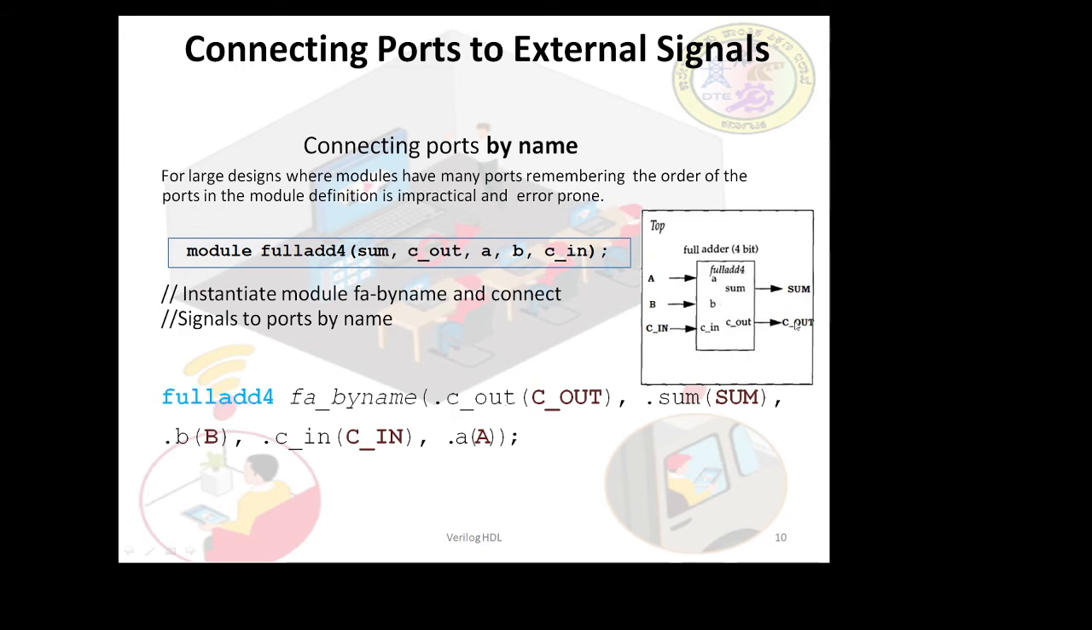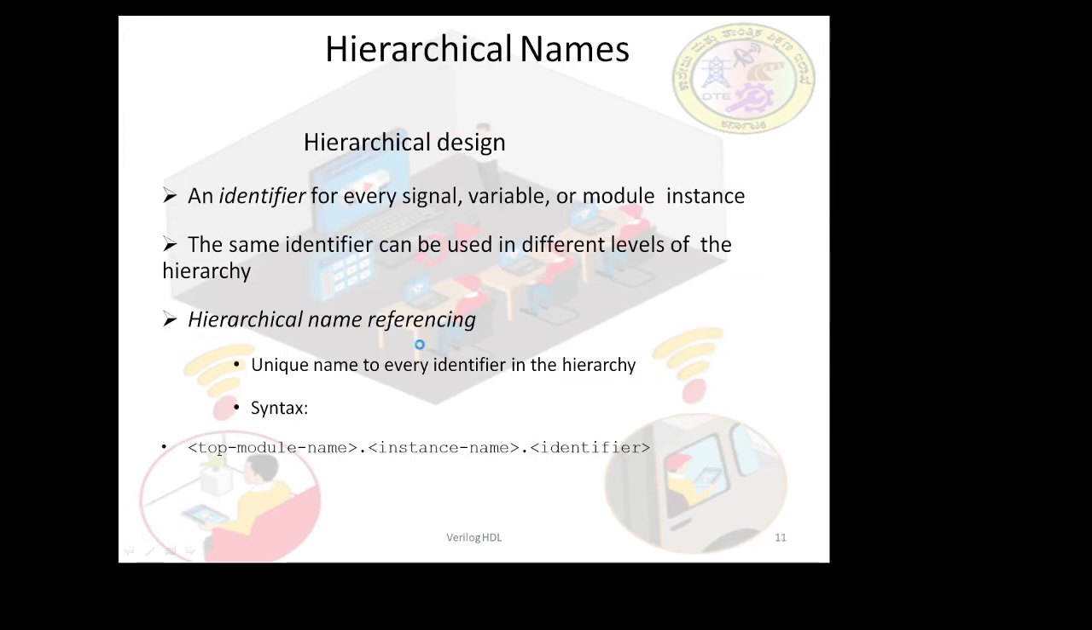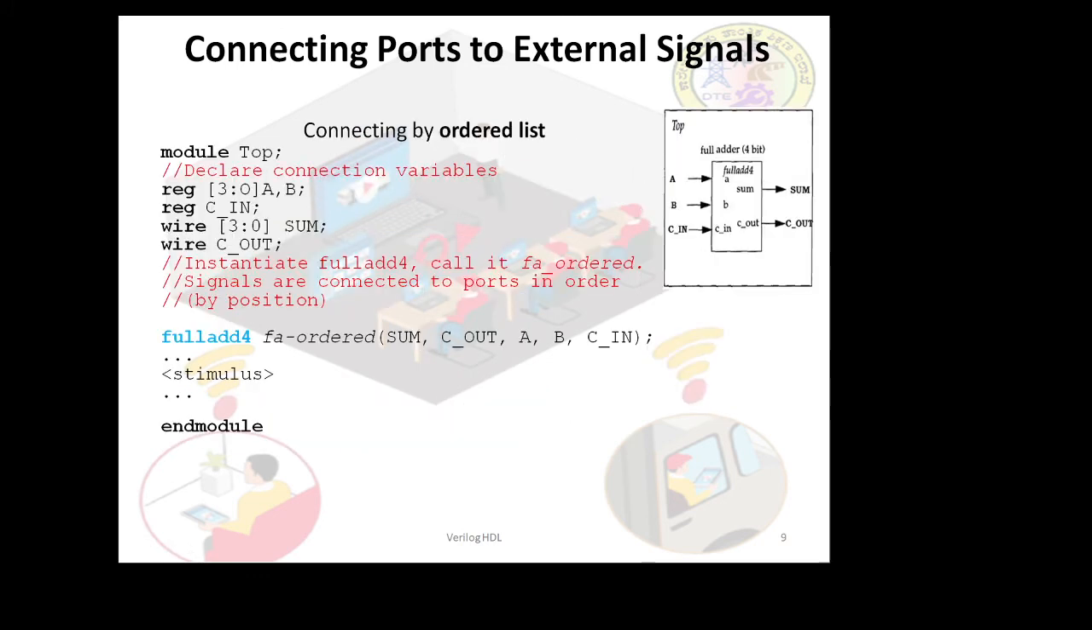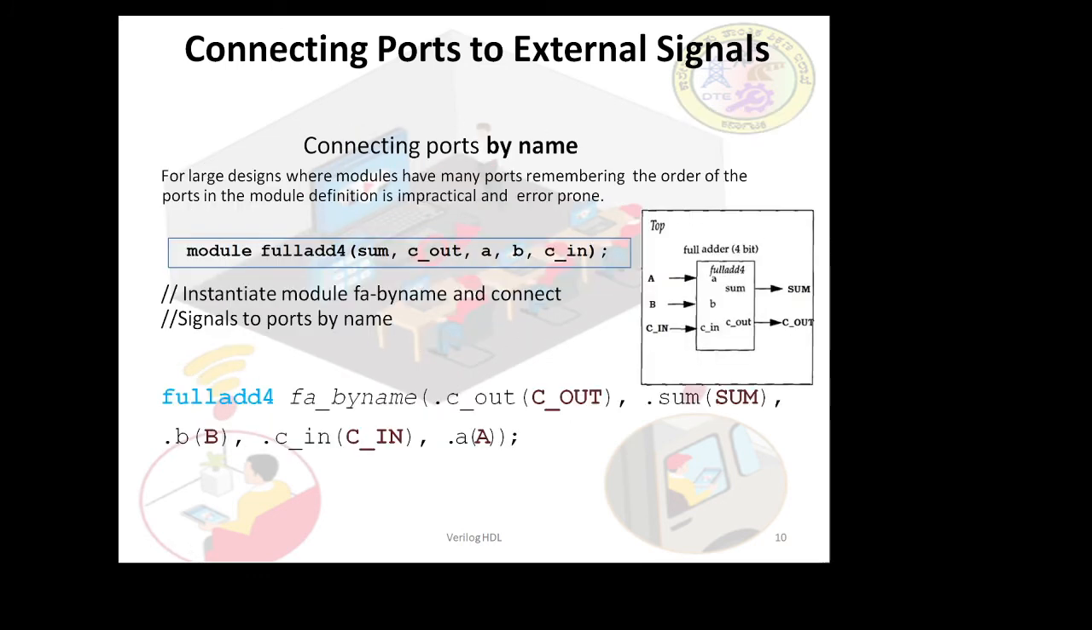So the syntax we will be having here is dot C_out. This is an internal port, and the external port is within the parenthesis, C_out, comma. Then this is the internal port, dot sum, followed by the external port connection, dot sum, and then followed by the external port connection.